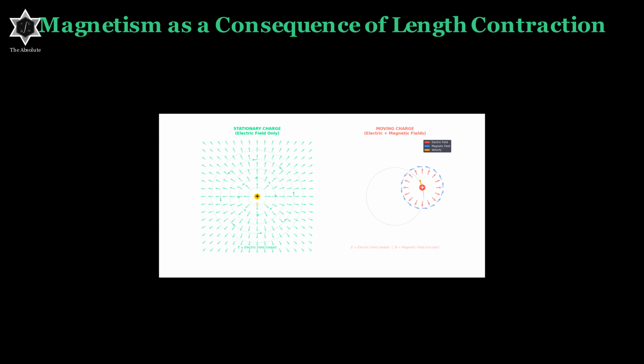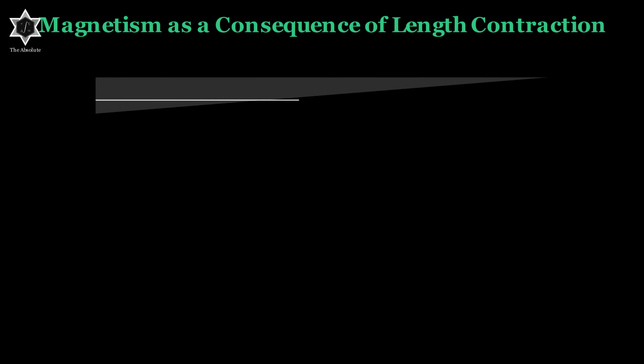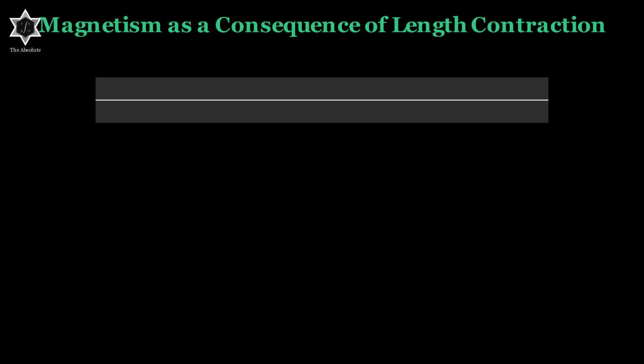Generally, we've treated electricity and magnetism as two different chapters in our textbooks. We have moving charges creating magnetic fields and stationary charges creating electric fields. This is Purcell's classic explanation of magnetic forces.